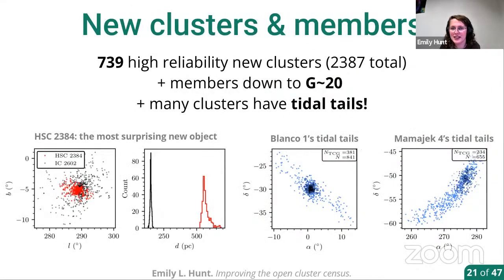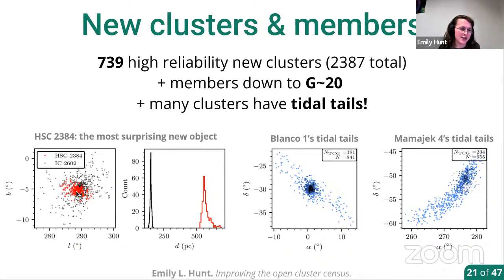As I said, we expected that we would find new clusters with this work, and we found quite a lot. There are around 739 high reliability new clusters, or around 2,400 in total. The true number of new clusters will be somewhere between these two numbers, I expect. For these clusters, we have membership lists down to magnitudes as faint as G 20, and a lot of clusters also have tidal tails. I'll get onto that more in a second, but I'll talk a bit more about new clusters first. It was really surprising how many new clusters we found, and in particular where some of them were. HSC 2384 is by far my favorite example, and I mention it in every single talk.